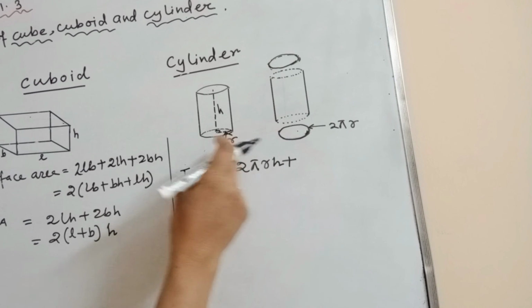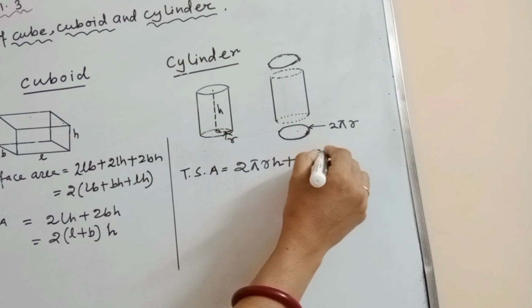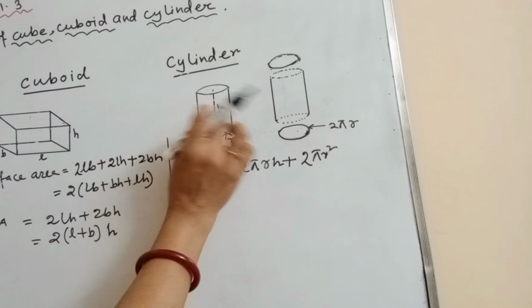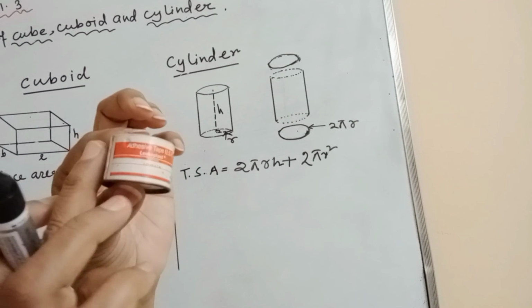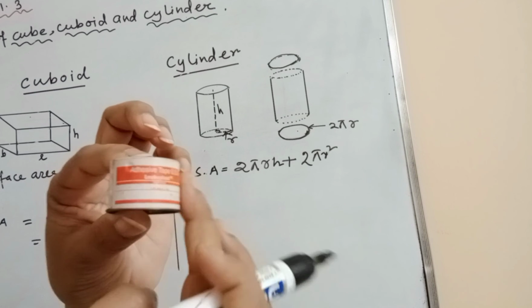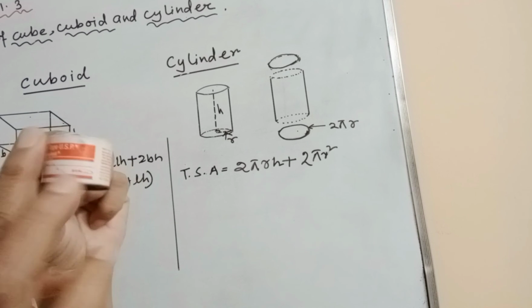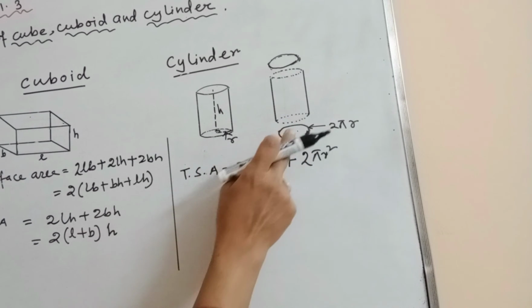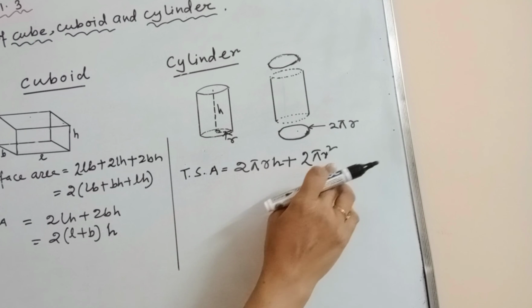plus 2 circular portions. One circular portion is pi r square. How many circular portions are there? 2 circular portions are there. So 2 pi r square. 2 pi r h is the curved surface area. That means the boundary curved portion is known as curved surface area, and when we add the two circular portions, this is known as total surface area.